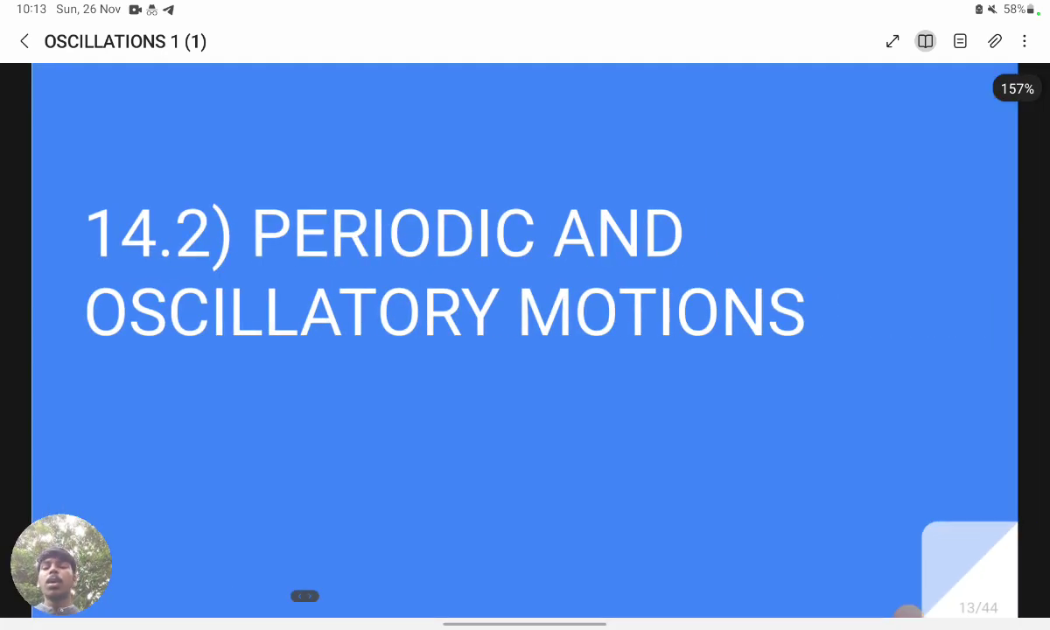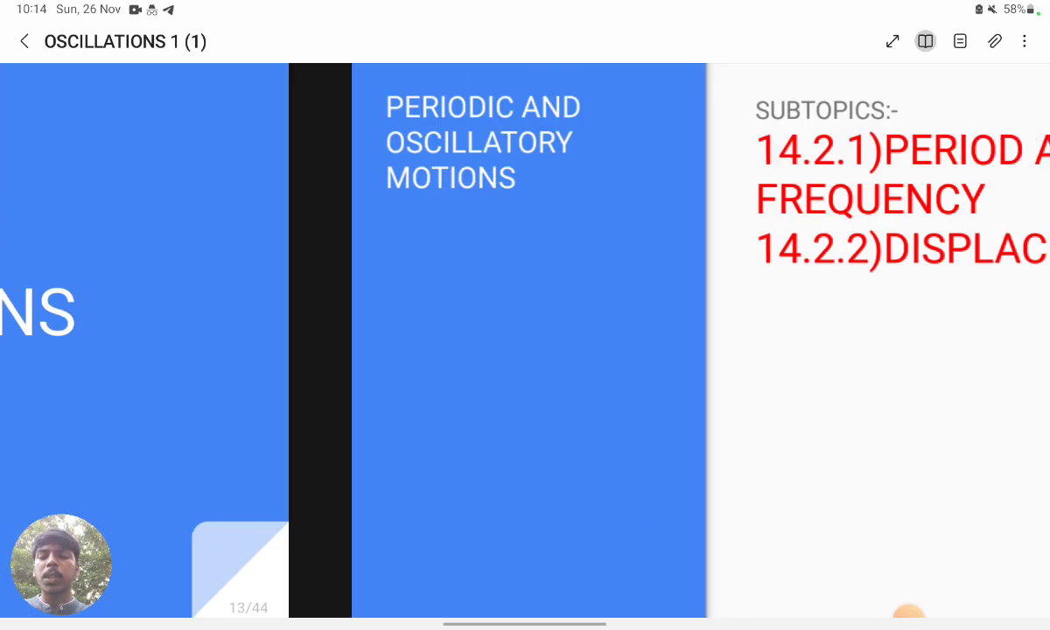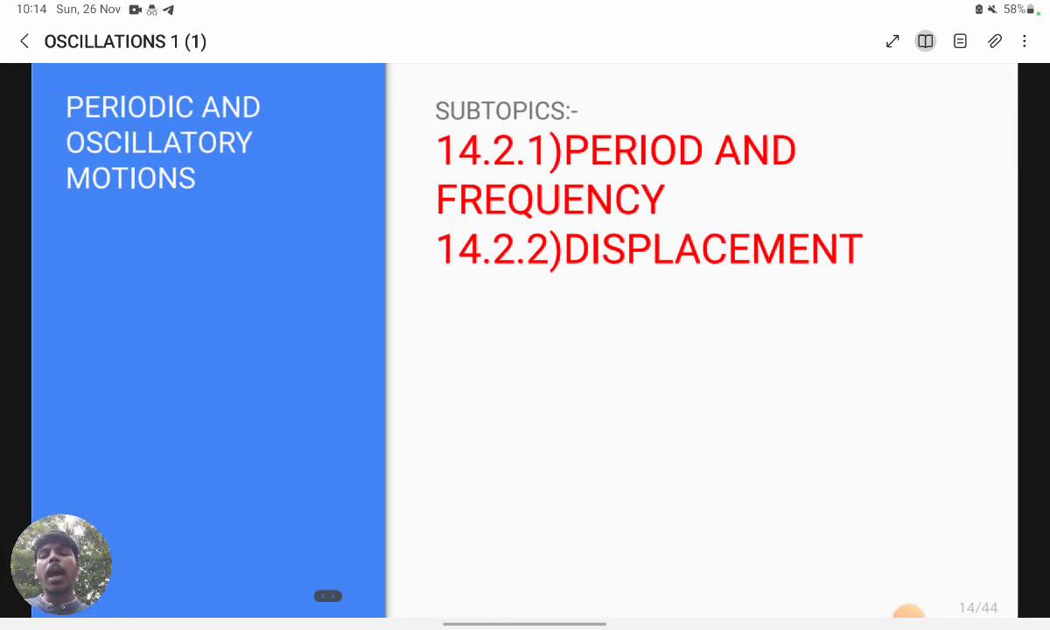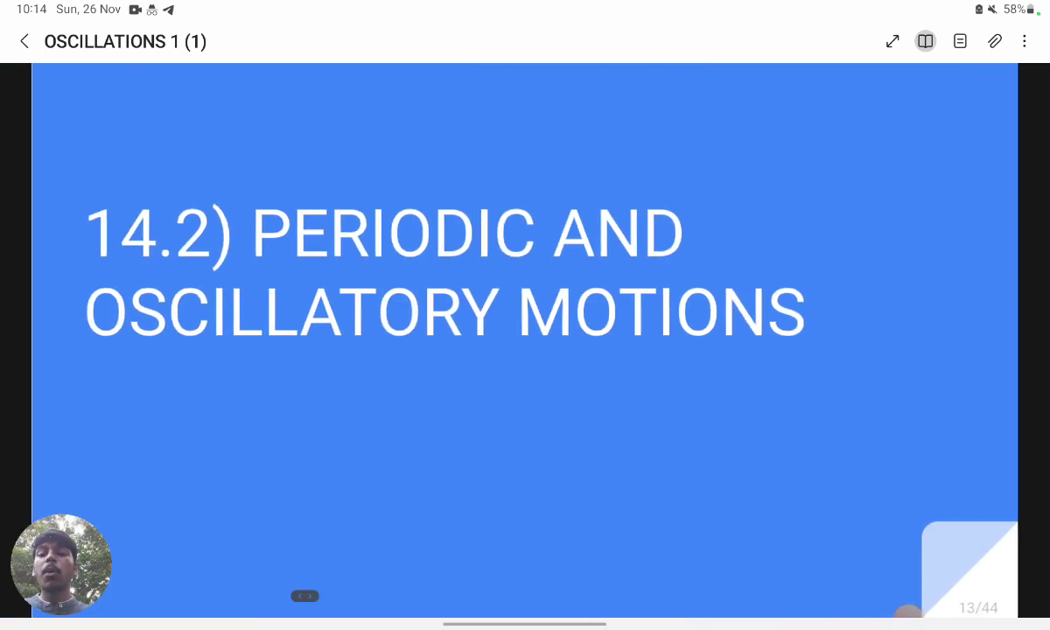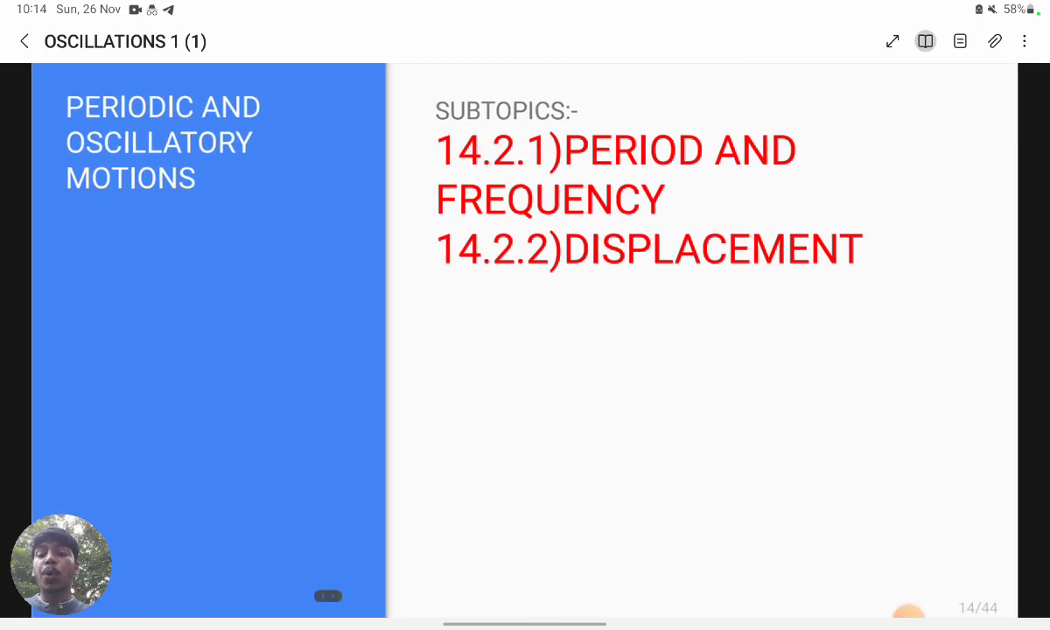So let me explain periodic and oscillatory motions. According to NCERT, I am following the main objectives. So 14.2, periodic and oscillatory motions, includes two subtopics. This is an objective topic, and it is divided into two subtopics to understand in a better manner. What are those two subtopics? Period and frequency, 14.2.1, and 14.2.2, displacement.